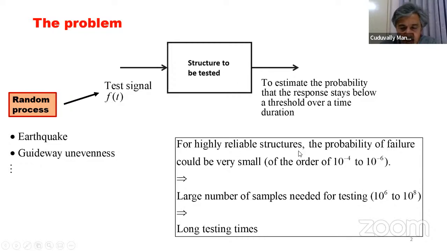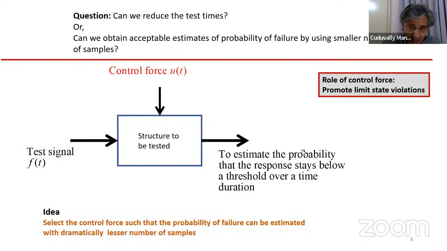So for highly reliable structures, with which we often deal with, this probability of failure could be very small, of the order of say 10 to the power of -4 or much less. So if you want to follow simply a relative frequency approach, you need a very large number of samples to estimate these small probabilities. And that also implies long testing times and many other associated problems. Now, the question that we are asking is, can we reduce these test times? Or can we obtain acceptable estimates of probability of failure by using a smaller number of samples?